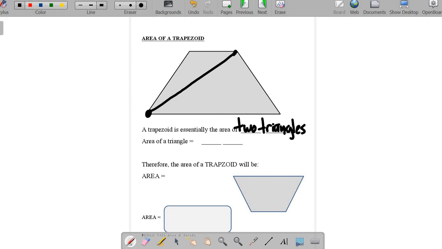triangles. The area of a triangle, any triangle, is going to be base times height. Base times height over 2. Base times height over 2 is the area of a triangle. Now there's two triangles. And we have one triangle there, base times height, but we have basically two different bases.